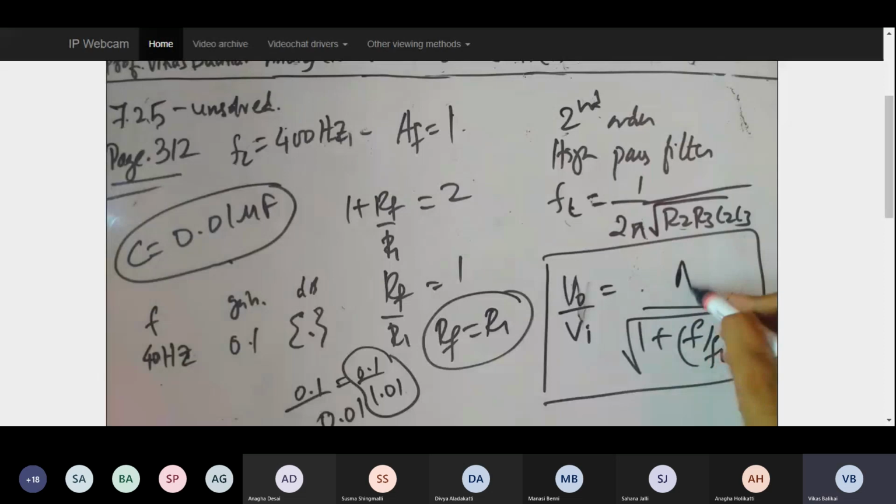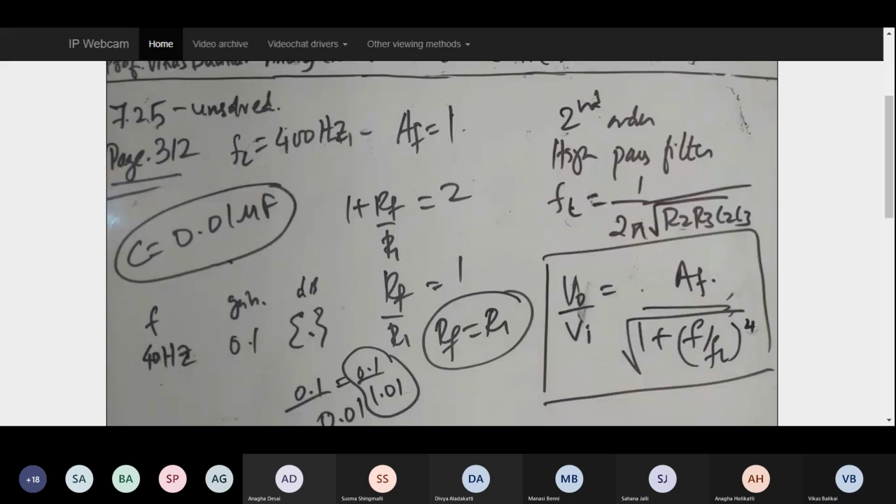So again, if you want to plot, just keep on popping the values and obtain the values of V0 by Vi, and accordingly you keep on plotting the different values. So this is how one can do it with respect to high pass filters as well, that is low pass as well as high pass. Now let's jump into the wideband pass filter.